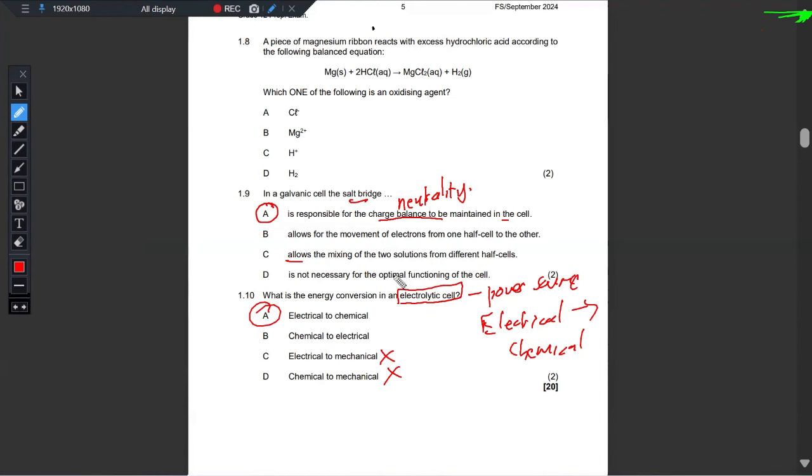So just like that, you have come to the end of your multiple choice questions, and that's how you would have those 20 marks in the bag. And now let's start answering the questions, starting from your question 2.